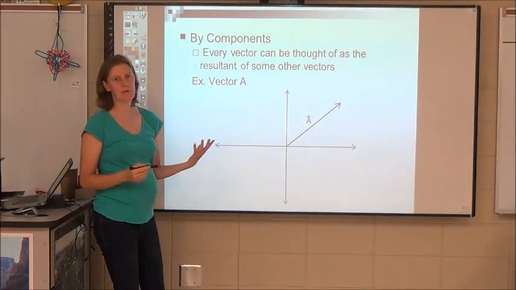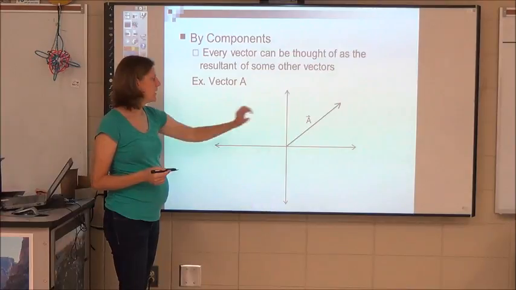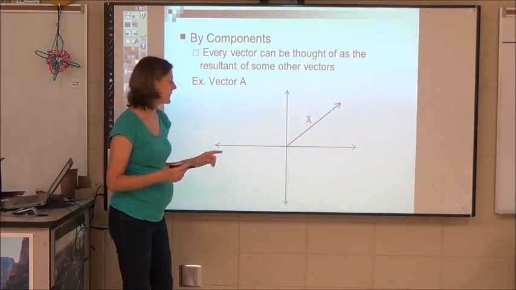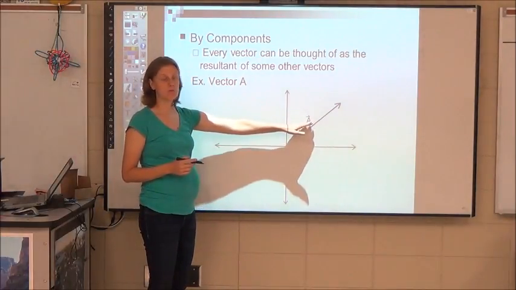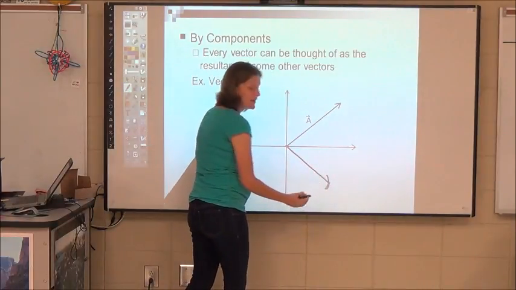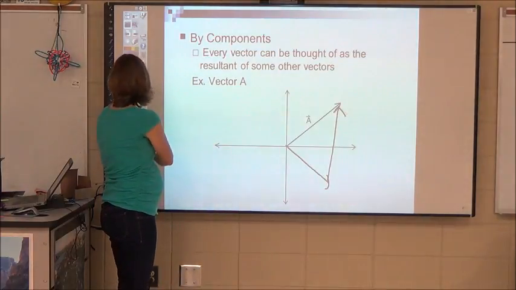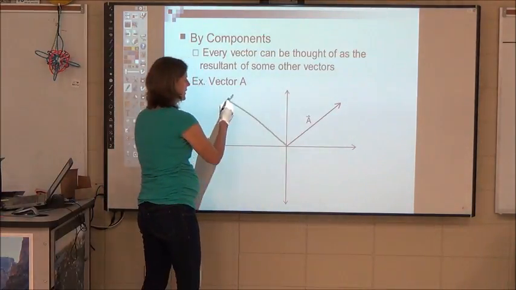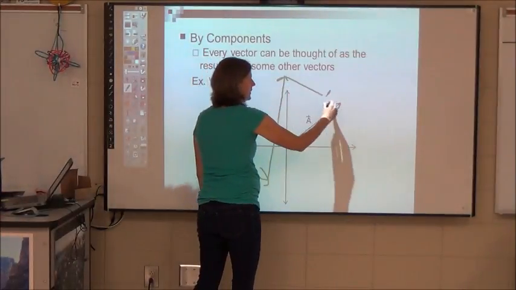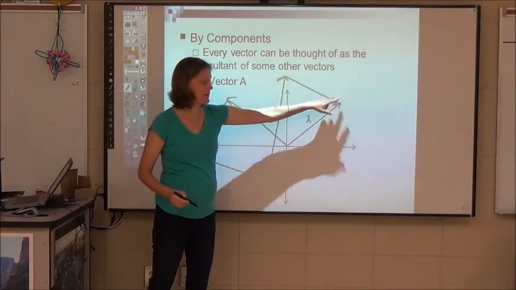So every vector can be thought of as a sum of 2 components. Here's vector A, for example. The components make nice right angles, and that's why we draw them that way. This could be the resultant vector of, well, really many bajillion combinations of vectors. It could be the resultant of those 2. It could be the resultant of all of these vectors. Add them all up head to tail of the first to head of the last.